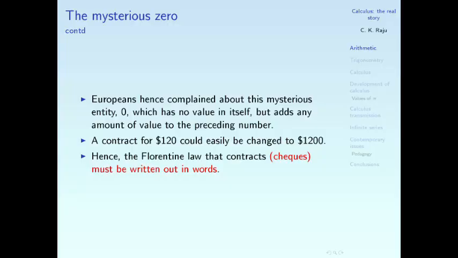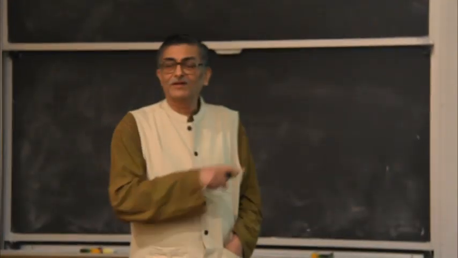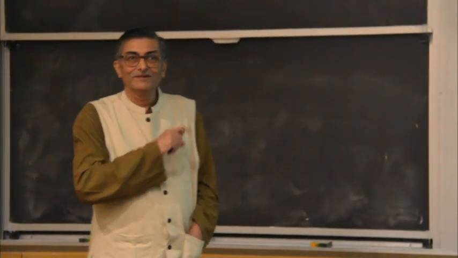What is this mysterious symbol 0 which has no value in itself but adds any amount of value to the preceding number? And that's why they changed their rules for financial contracts. Because you could add zeros, you could not do that with Roman numerals. And so they changed the law in Florence, Florentine law. That's why when you write a check, you fill in the symbols and fill it in words. Because the symbols are not to be trusted. They are these mysterious Arabic symbols.